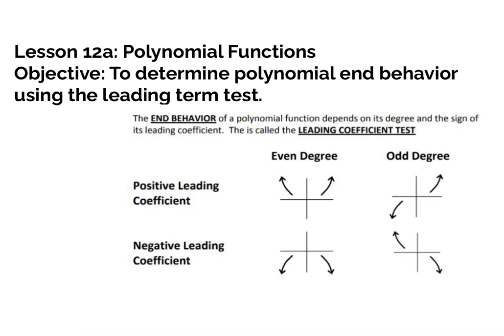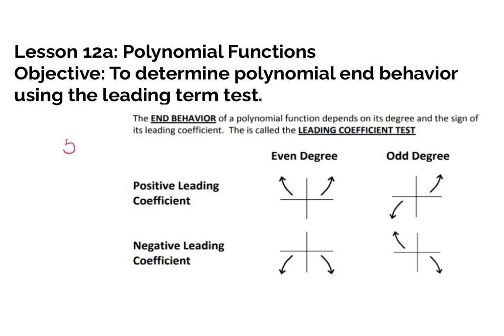Polynomial functions. The objective of this video is to determine polynomial end behavior using the leading term test. The end behavior of a polynomial depends on the degree and the sign of its leading coefficient. So that's why it's called the leading coefficient test. Basically, any number in front of your variable in the term with the highest power is the leading coefficient.